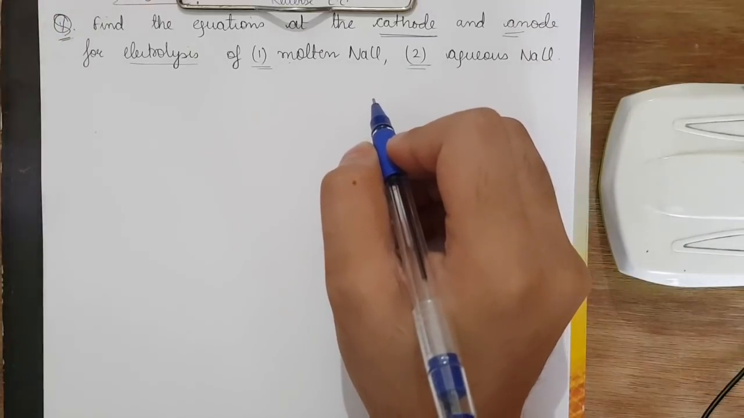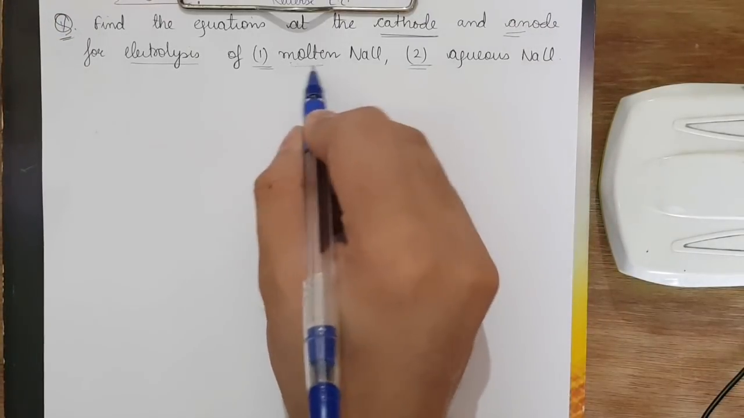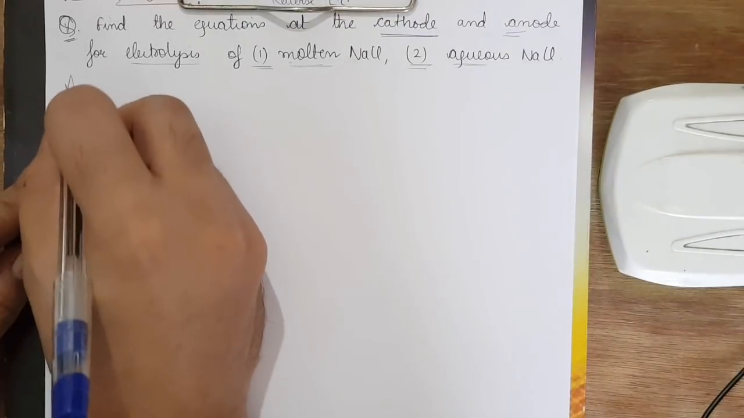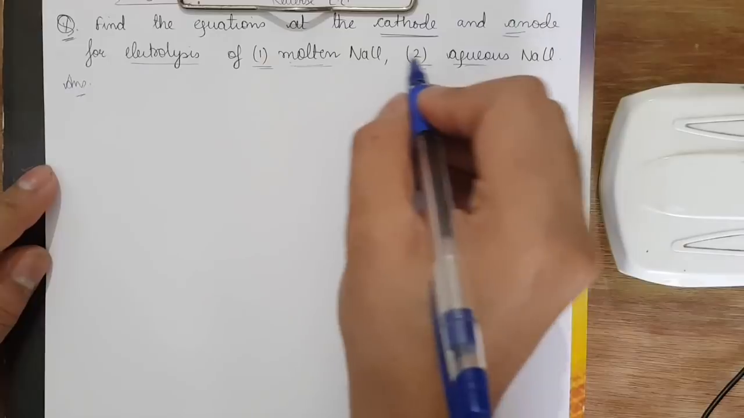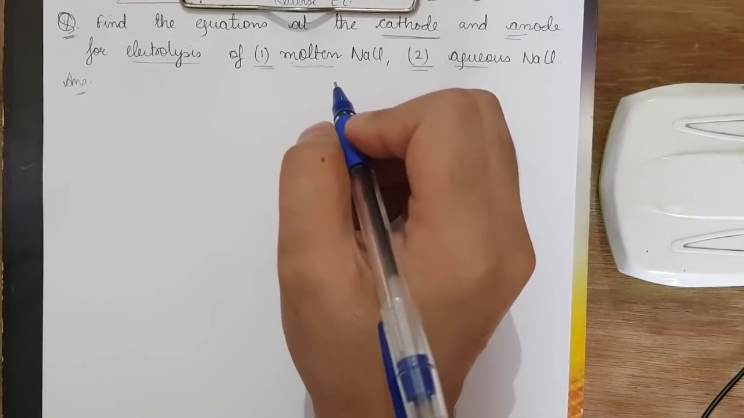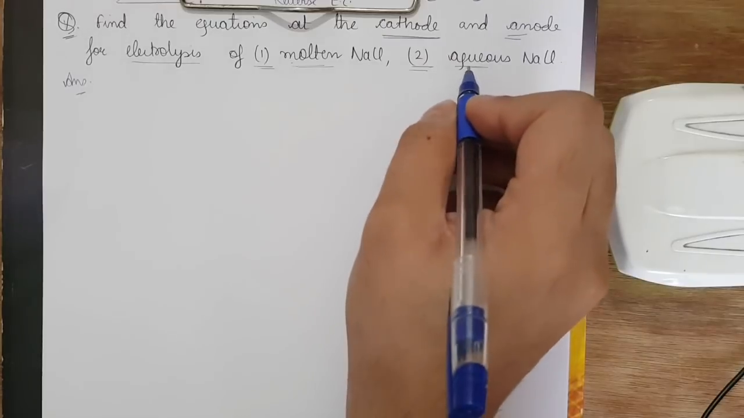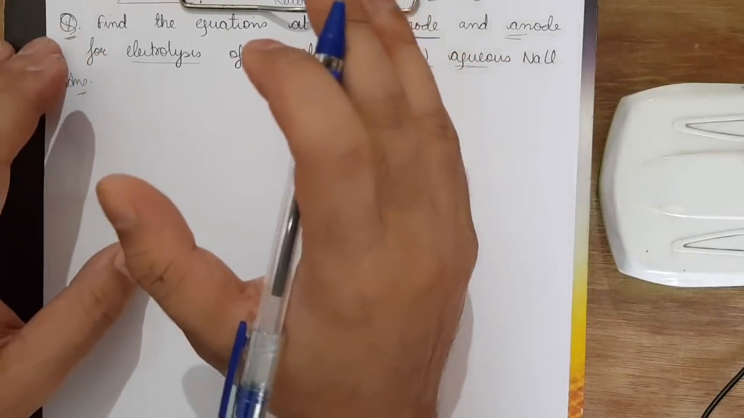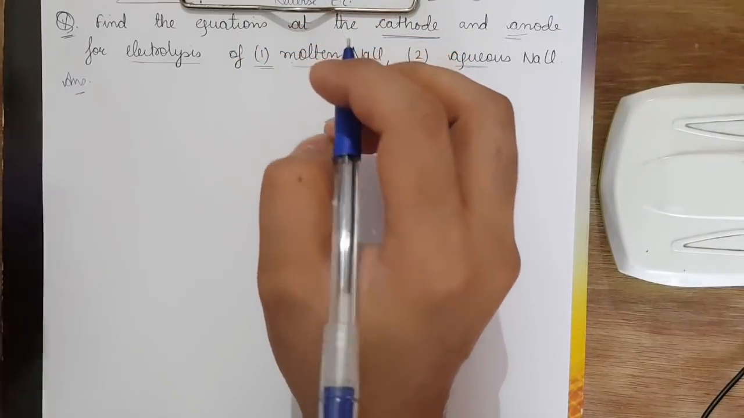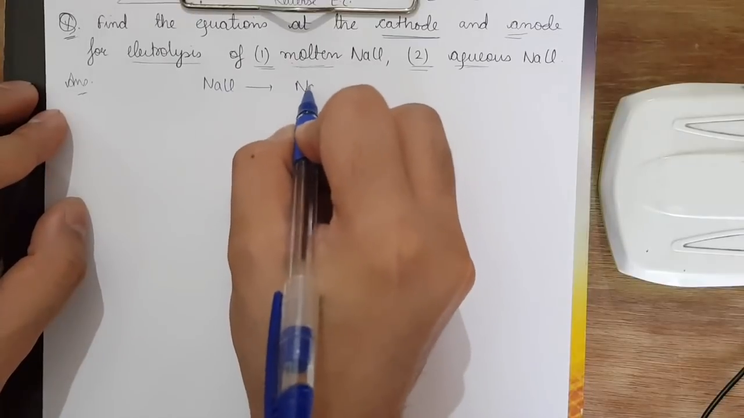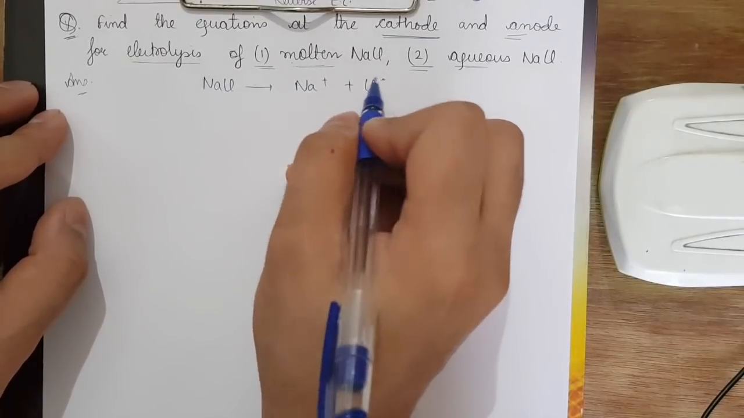First of all, you need to understand the difference between molten NaCl and aqueous NaCl. Molten NaCl means that there is no water present in the solution, whereas aqueous itself clarifies that there is water present in the solution, and the electrolysis of water can also come into consideration. So first of all, let us take the molten NaCl. We know that NaCl is basically Na plus and Cl minus.